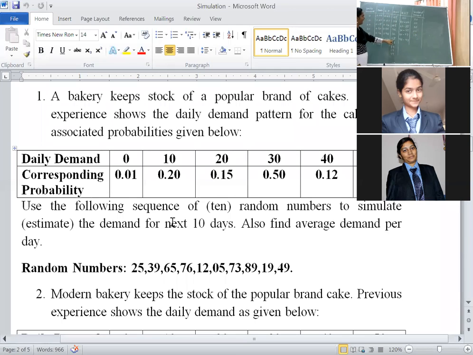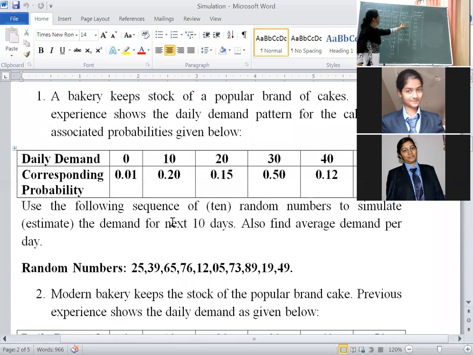Next, 05 lies in this particular class interval. The corresponding demand is 10. Next, 73 lies in this particular class interval. The corresponding demand is 30. Next, 89 lies in this particular class interval. The corresponding demand is 40.